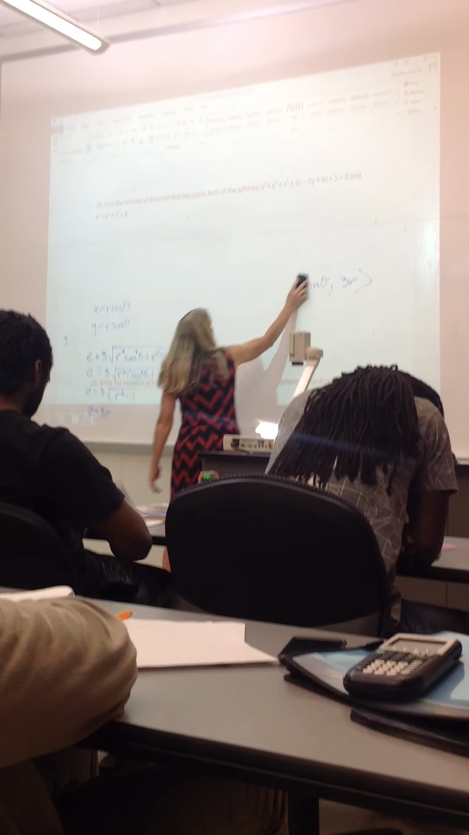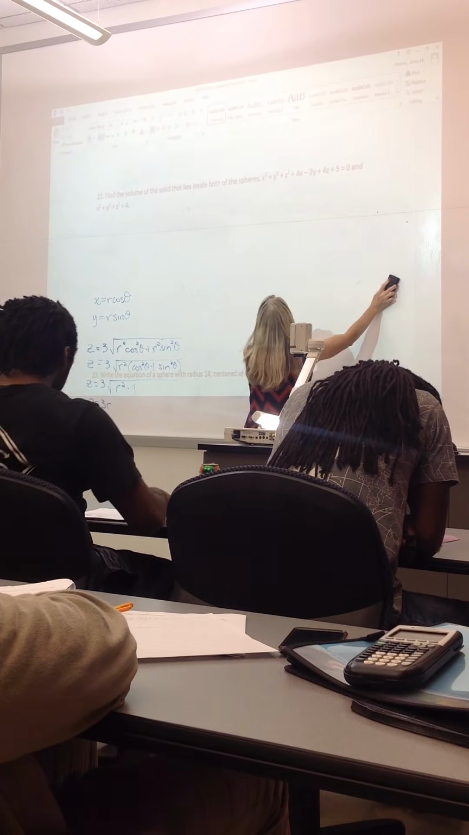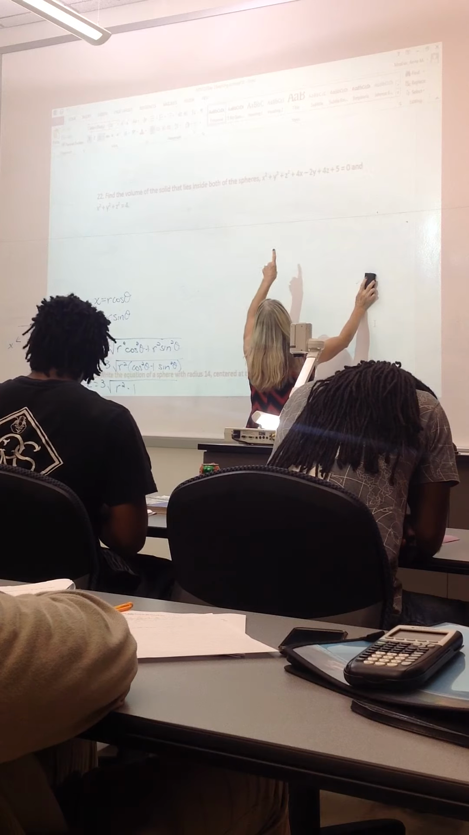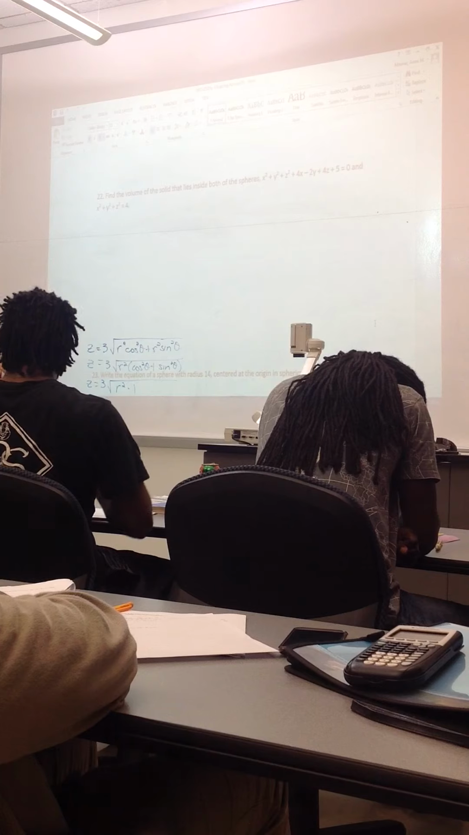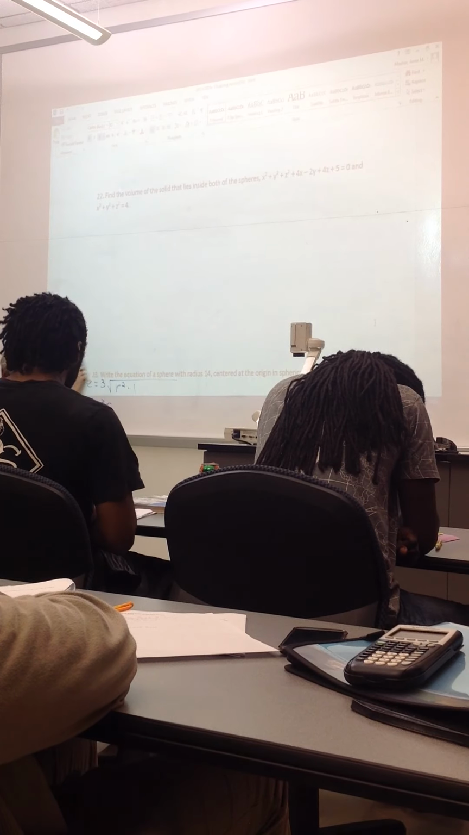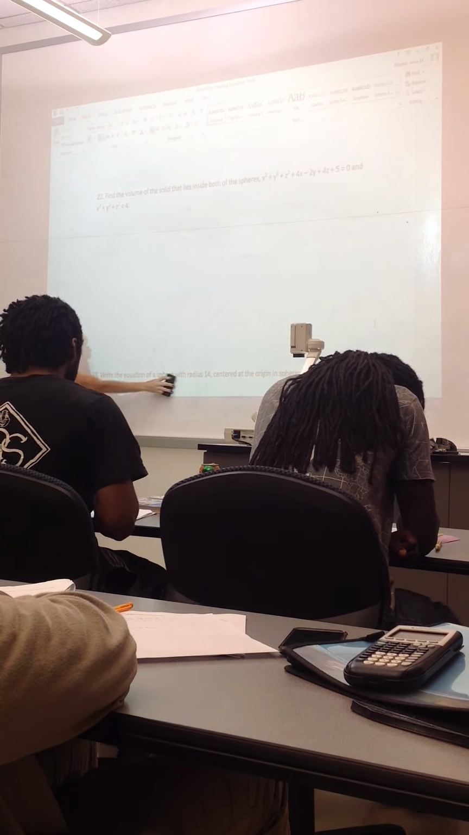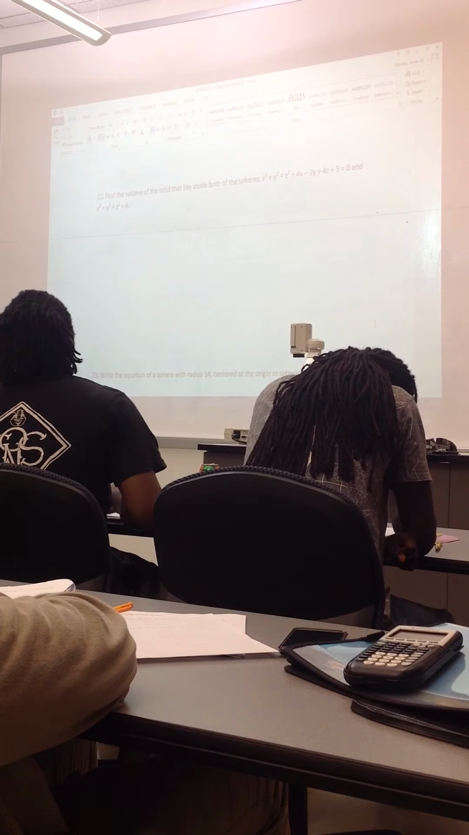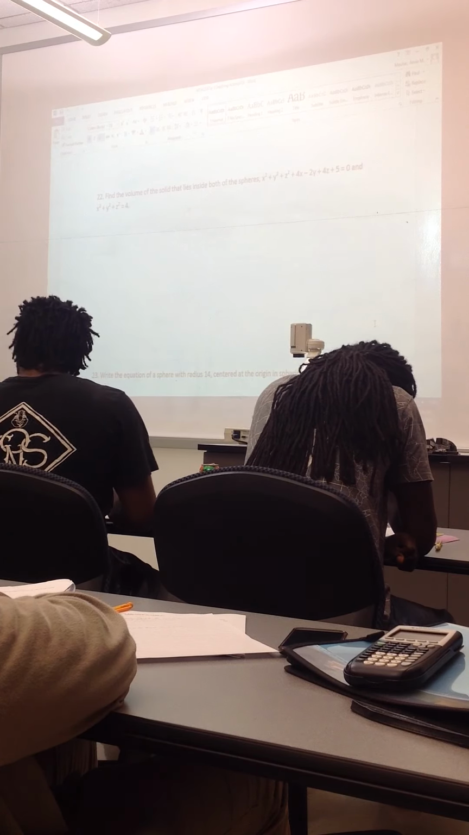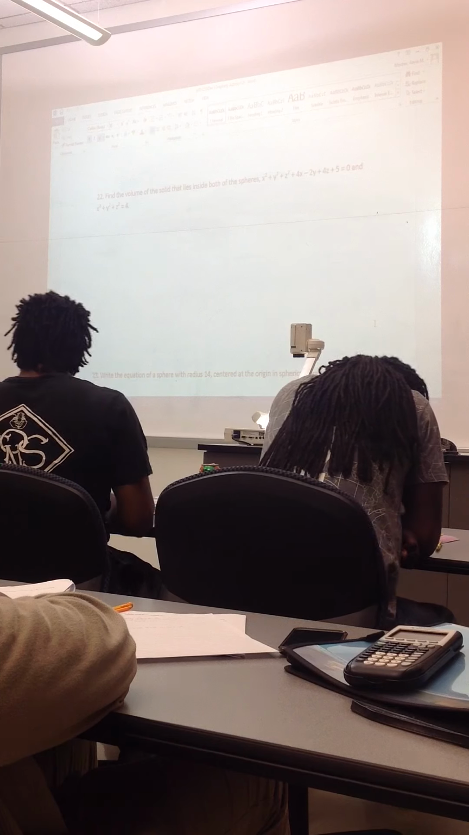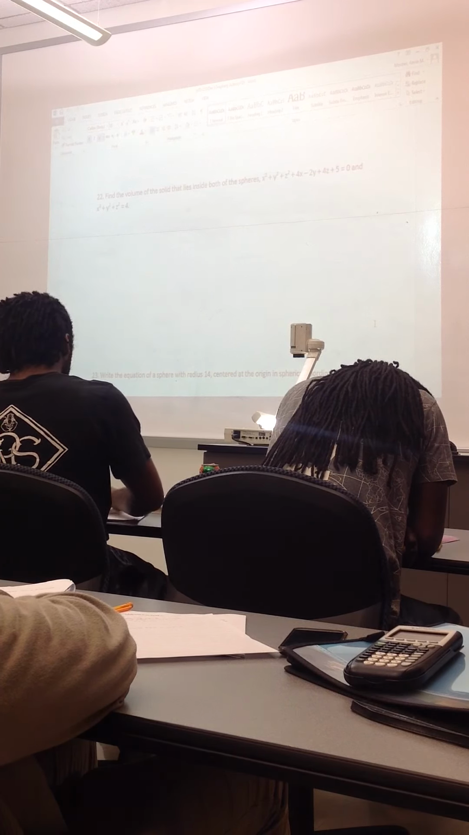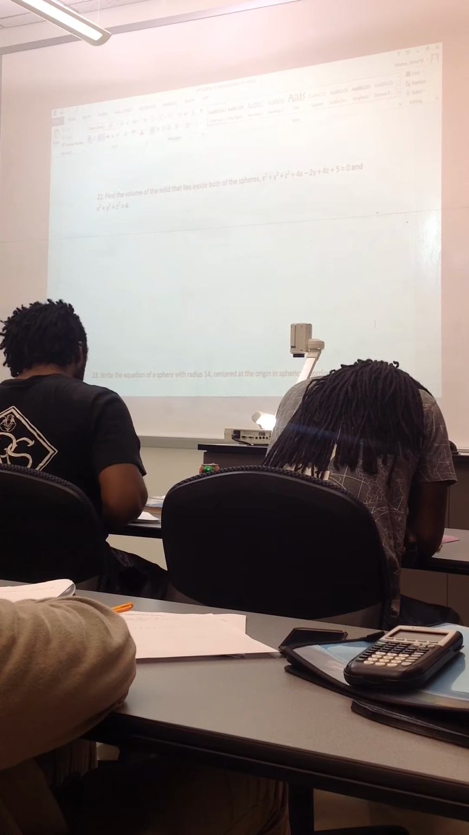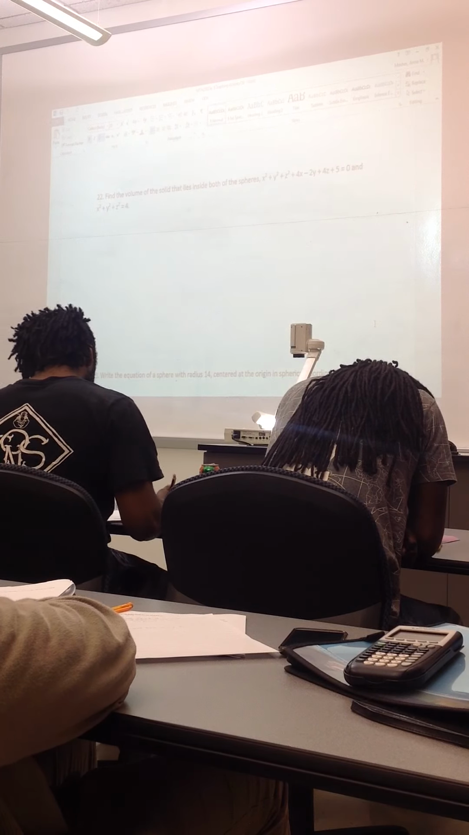lies inside these two spheres. I can tell they're spheres because x squared, y squared, and z squared all have the same coefficient. They all have a coefficient of 1. So let's first find what the centers and the radii of the spheres would be.